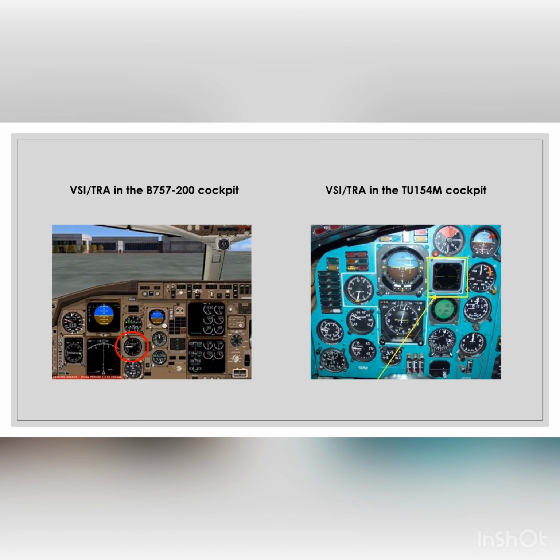Lastly, these are the TCAS positions in the cockpit of the tragedy incident by B757-200 and TU154M. As you can see on the left, in the red circle, and the right side in the yellow square. So that's all for me.